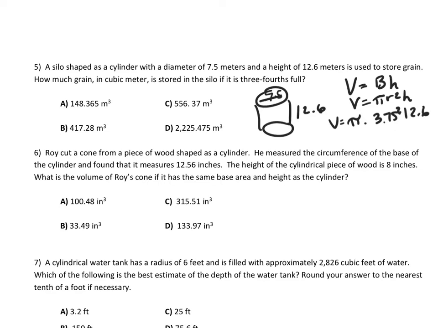3.75 squared, and then times 12.6 is... I got 556.65, but that's for a full one, and I want 3/4, so I'm going to multiply it times 0.75, and I'm going to get 417, which is the right answer. And we should know that it's not this big, and it's not this big, so it's got to be one of these two, and that's too small, really, logically, okay?